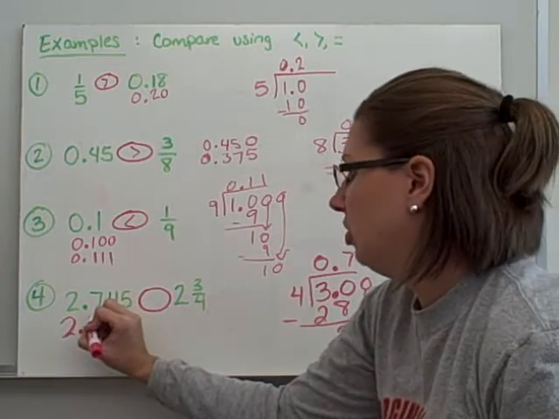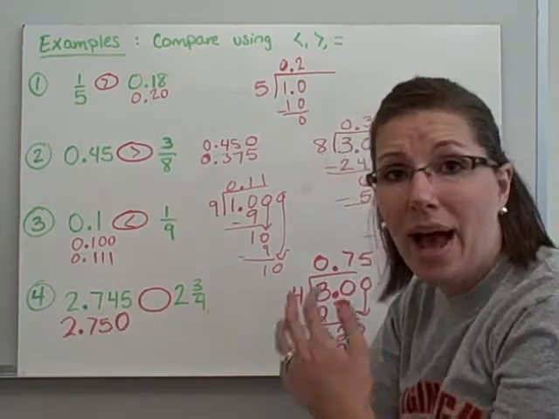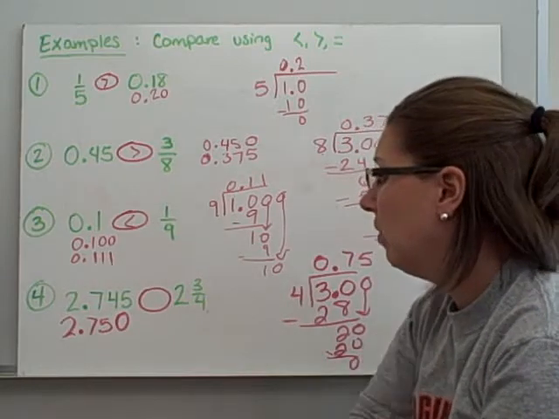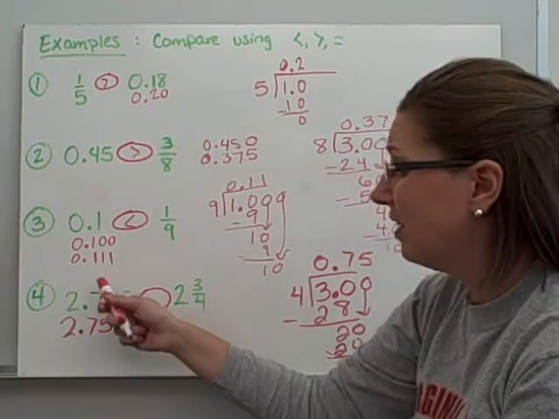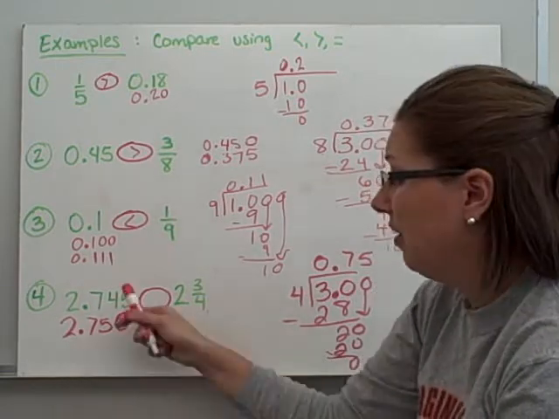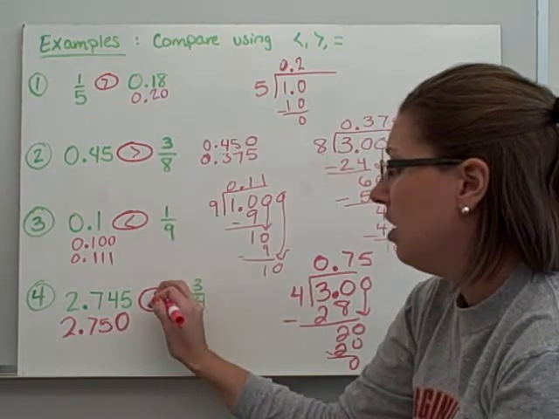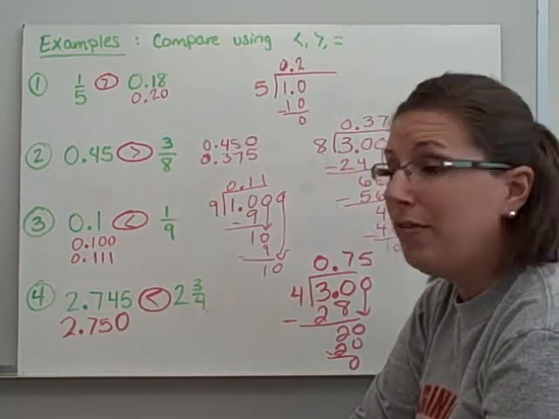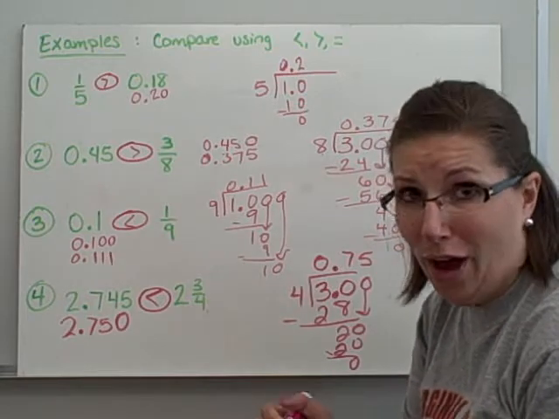And then I have 2.75, and I need to put a 0 as a placeholder. So I've got the same whole number, the same number in the 10th place, and if I compare the 100th place, you'll see that 5 is greater than 4. So 2 3/4 is going to be greater than 2.745.